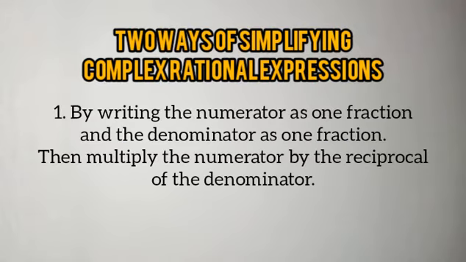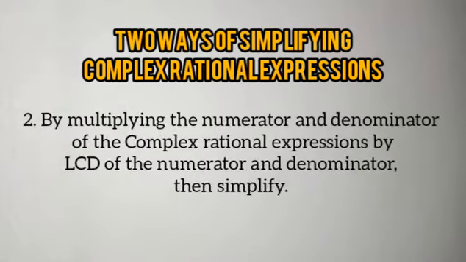First is by writing the numerator as one fraction and the denominator as one fraction, then multiply the numerator by the reciprocal of the denominator. And the second one is by multiplying the numerator and denominator of the complex rational expression by the LCD of the numerator and denominator, then simplify. So now, let's have an example.